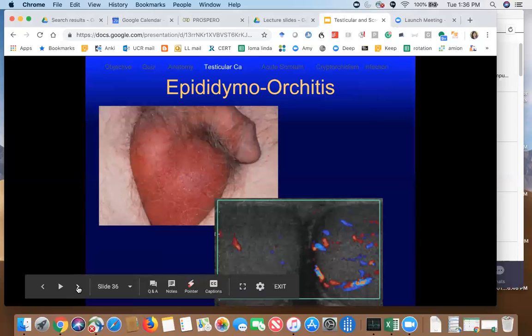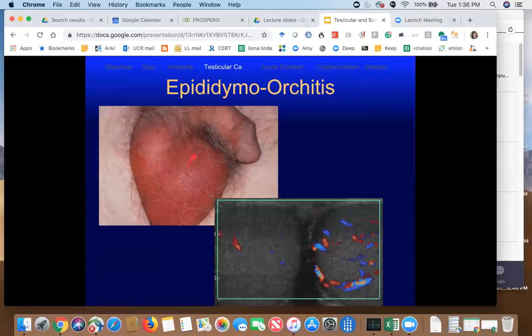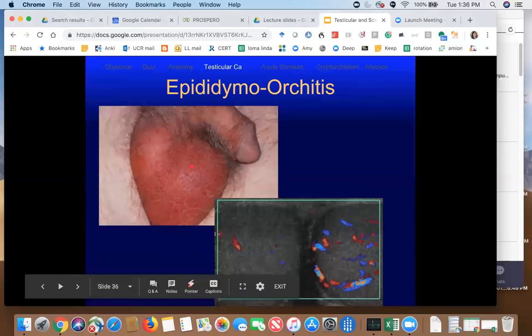This is an example ultrasound. Here, the left testicle is inflamed, right? It's very red and swollen and probably acutely tender. When you do an ultrasound, you get hyperemia, so we get increased blood flow compared to the normal contralateral side. These are typically treated with antibiotics.